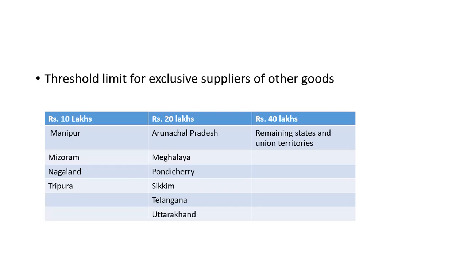Threshold limit for exclusive supplier of other goods. 10 lakhs, 20 lakhs and 40 lakhs.